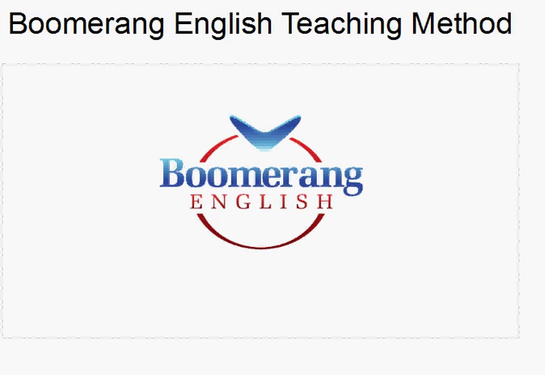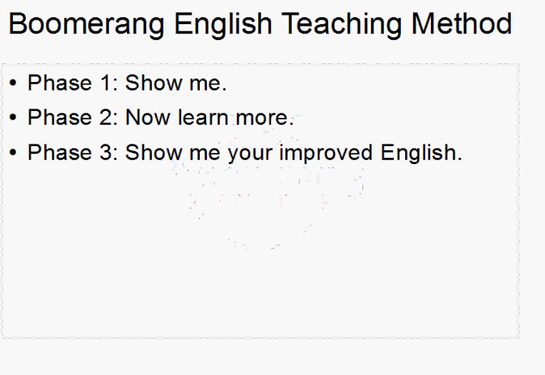I'm now going to talk about the Boomerang English teaching method, and as I said before, this is a system we use to try and bring the language skills closer to the ideal of lean management and automation as close as possible. So just quickly, I'd like to introduce the three learning phases. What we have here is phase 1, which essentially means show me, phase 2, now learn more, and phase 3, show me your improved English.